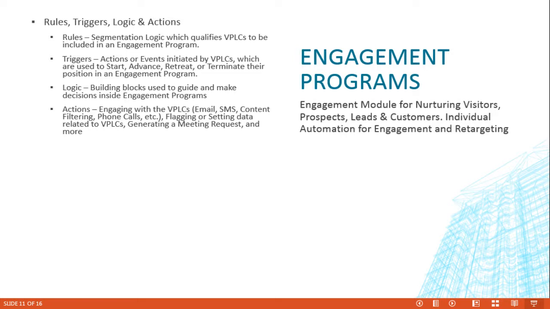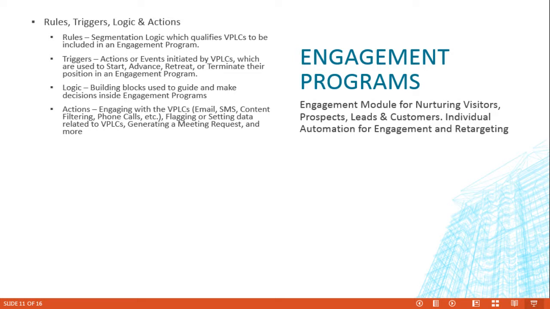So if you have a visitor who views this one page, a pricing page, 3 times in a row, then you might have an engagement program which tries to reach out to that customer or that visitor, or start showing them custom content on the website. There's a lot that can be done here. Basically, this is a way to control for individual users what your entire marketing system does.